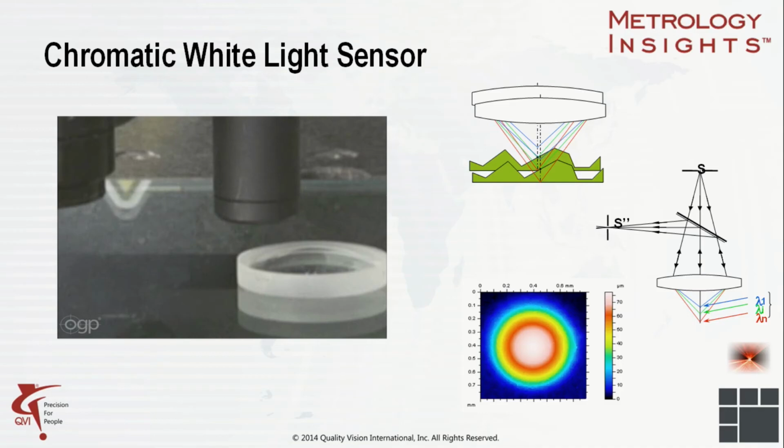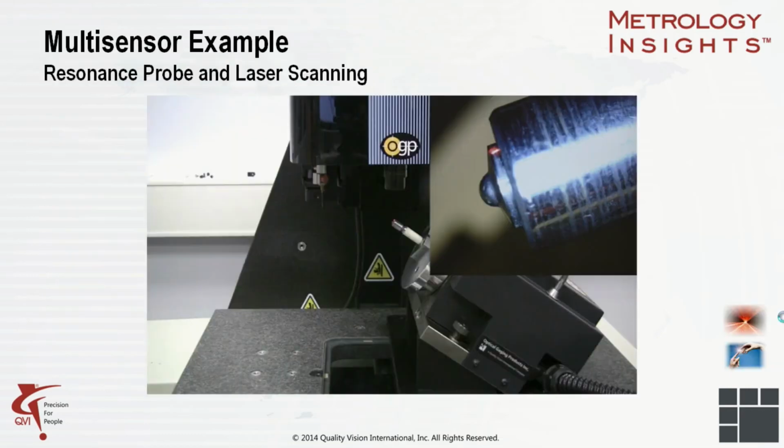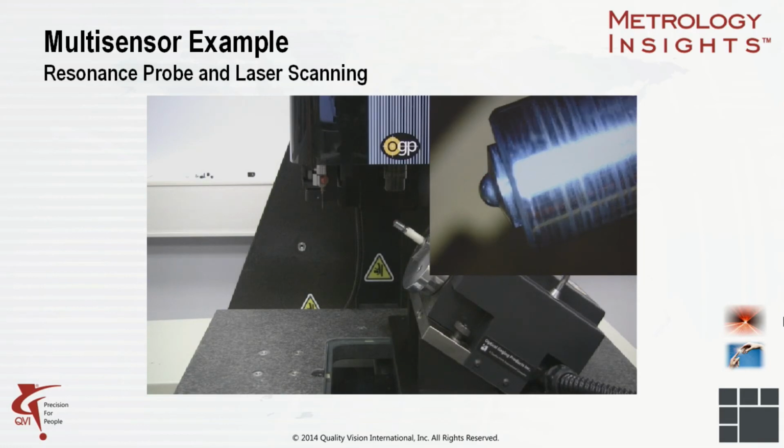Unlike a conventional laser, the chromatic sensor can be used to measure translucent materials, such as plastic or glass, that a laser would pass through without reflecting. Here is an example of measuring a lens. The result is a plot like this with nanometers of accuracy. This type of sensor has a very high resolution and nanometer accuracy. Let's look at some real-world uses of multisensor measurements in manufacturing.